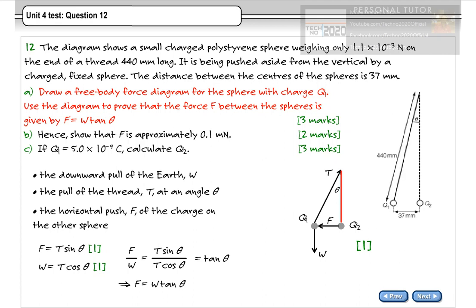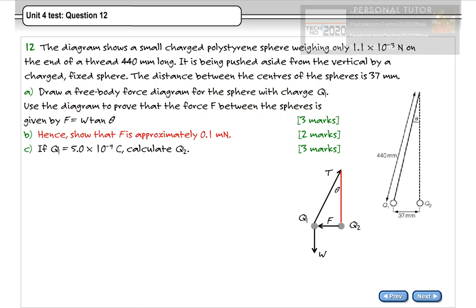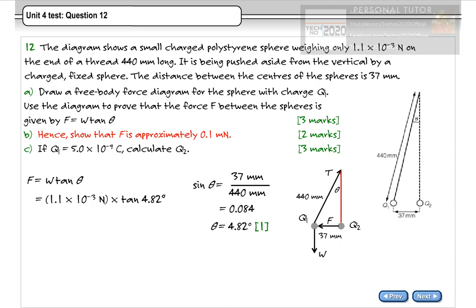Note that there may be no marks for the last step here because you are told what the final result is. In part B, you know that sine theta equals 37 millimeters divided by 440 millimeters, which leads to theta equals 4.82 degrees. We can work out the size of the force F as shown here. It works out to be 9.3 times 10 to the minus 5 newtons, which is about 0.1 millinewtons. Make sure that you show one more significant figure than asked for in a show that question.